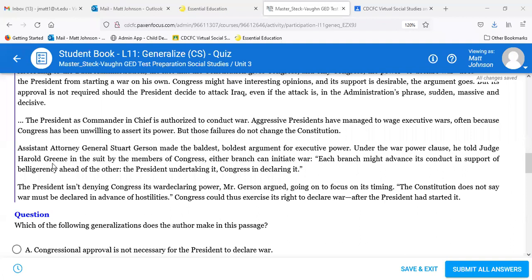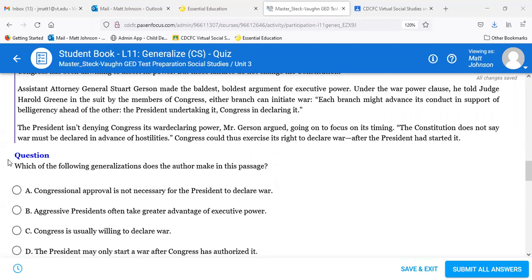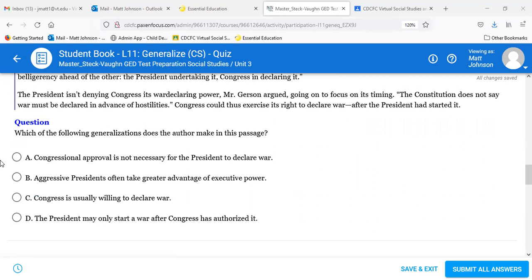And the question is, go ahead. Which of the following generalizations does the author make in the passage? A, congressional approval is not necessary for the president to declare war. B, aggressive presidents often take greater advantage of executive power. C, Congress is usually willing to declare war. D, the president may only start a war after Congress has authorized it.